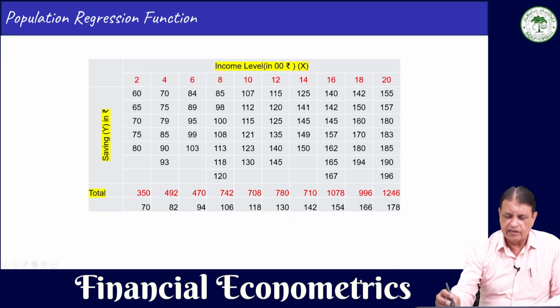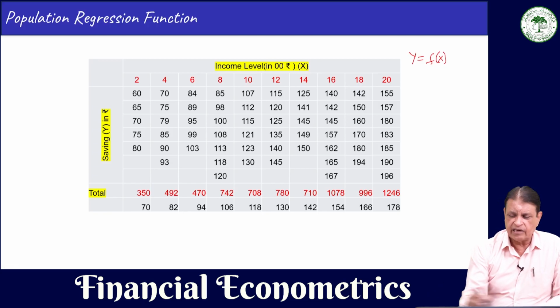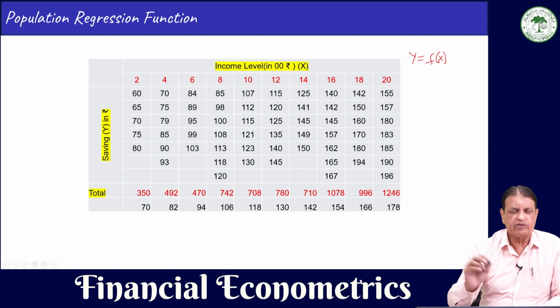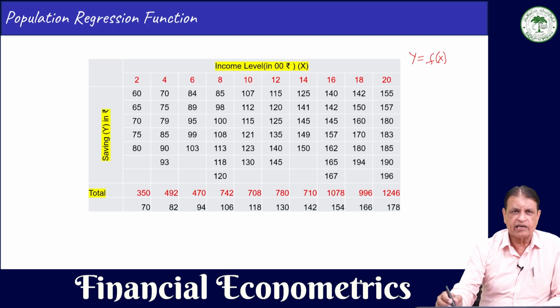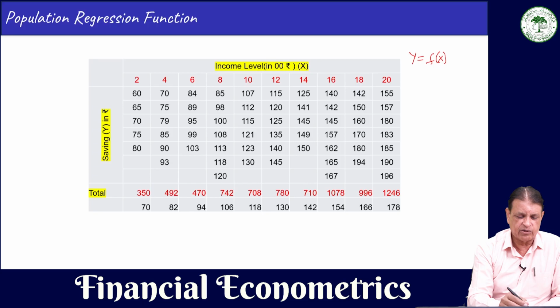So we say that Y is a function of X. X stands for income and Y stands for saving here. And if this is so, then we have to find the conditional mean of Y that can be associated with a given value of X. For example, one given value of X is 200 and we have to find out the conditional mean of Y that can be associated with this.